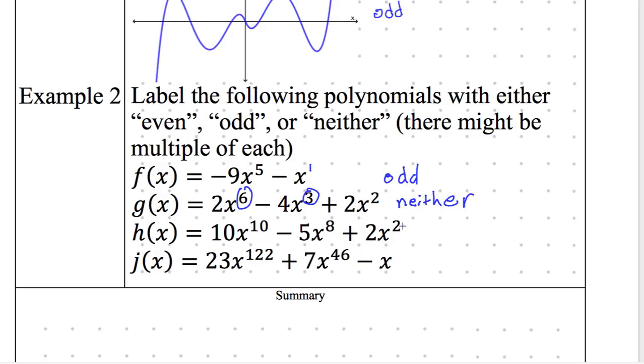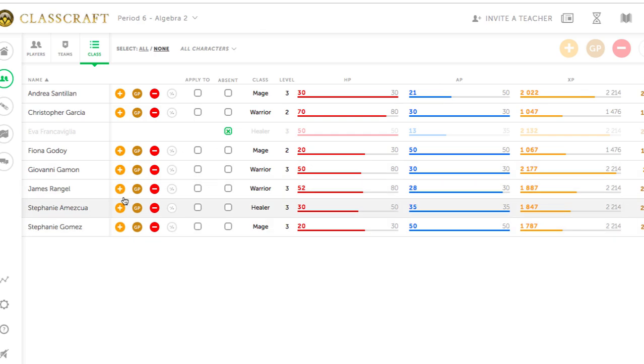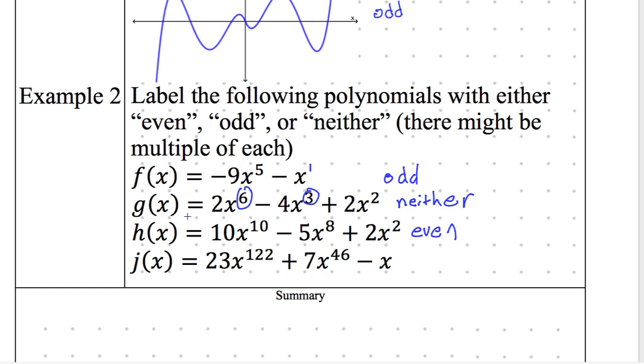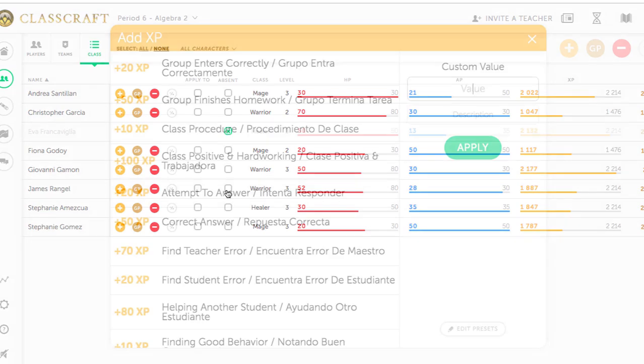Even, odd, neither. Fiona. It is indeed even because every single exponent is even. And finally, James. Neither. It is indeed neither. Because I have a mixture of even and odd, which is neither. I always forget that R for some reason. Weird.